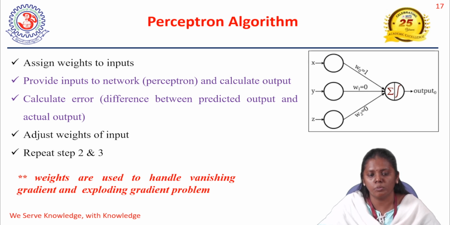So step 2 and step 3, which is nothing but providing inputs and calculating the output, and the third step is calculating the error. These steps are repeated until I get the loss, until I get the error to be minimum. How I am going to repeat this is that I will adjust the weights of the neurons in such a way that my error is minimized. Okay. So weights are used to handle the vanishing gradient problem and the exploding gradient problem. The weights assigned for the neurons play a vital role when I go for training my model.